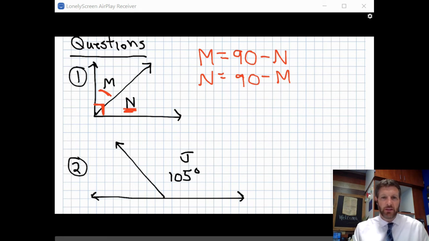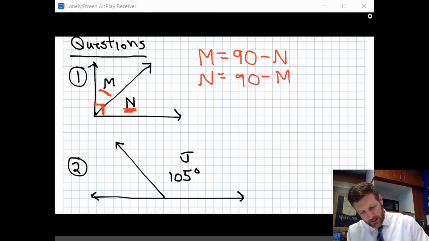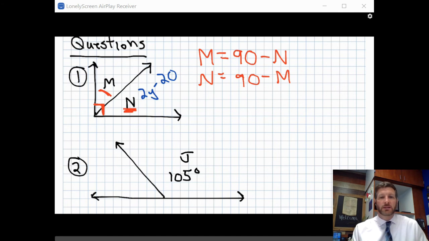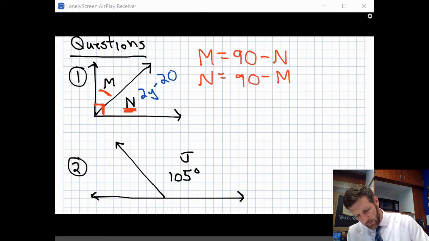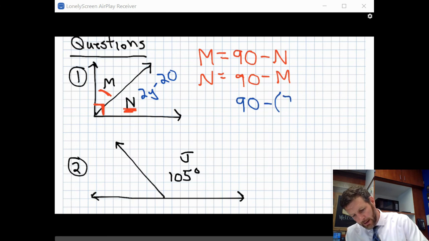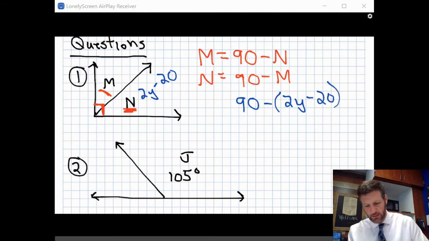The second question says, what if angle N is 2y minus 20? So if we now say that angle, I'm going to switch colors here, second question. If this is 2y minus 20, how could I express angle M? Well, I could simply say, angle M must be 90 degrees minus (2y minus 20), because that's basically what N is. And now, because I now have numbers here, I can simplify this. Notice I put the parentheses.